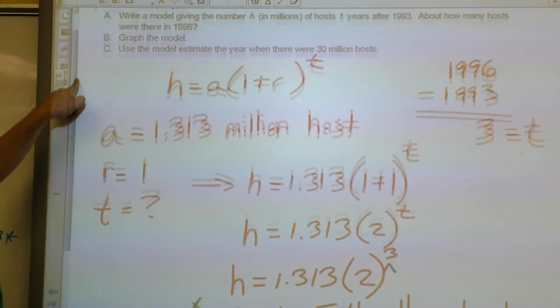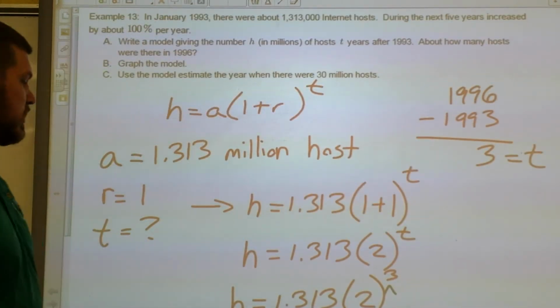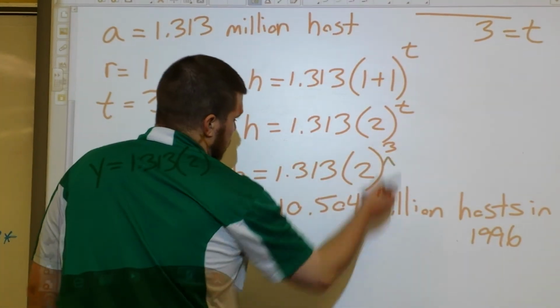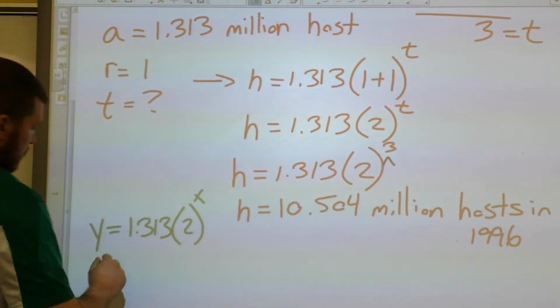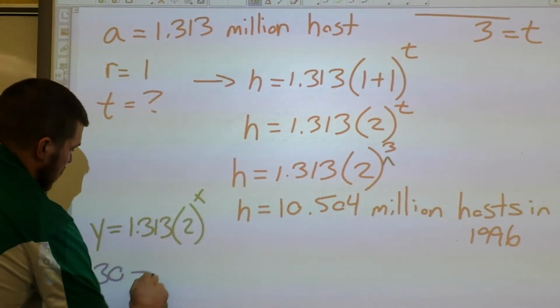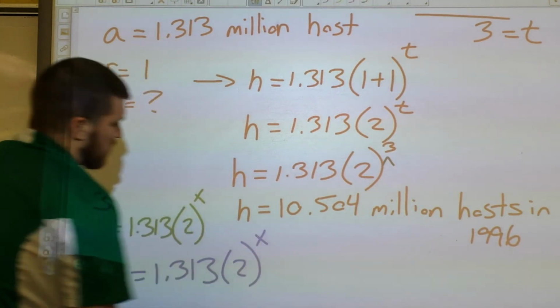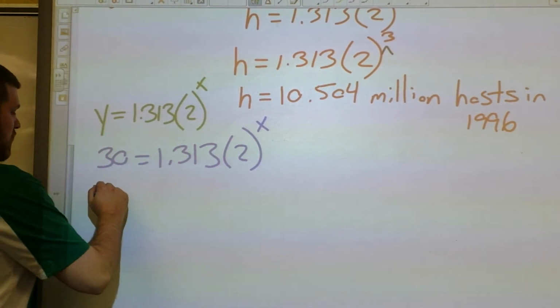Let's look at what part C is asking us to do. Use the model to estimate the year when there were 30 million hosts. Okay, so we want to know the year. Again, our year is t, in this case x. So let's do the last part in blue. What we want to know is 30 equals 1.313 times 2 to the x. We're trying to find x, time.